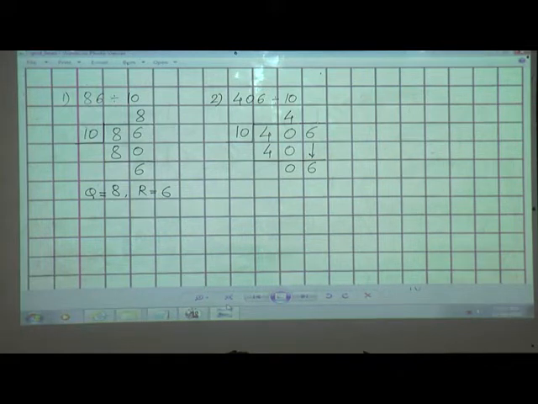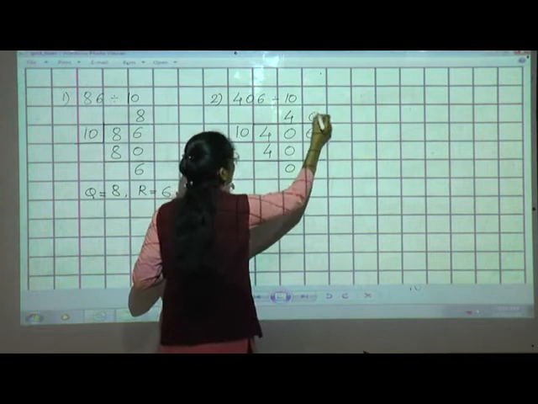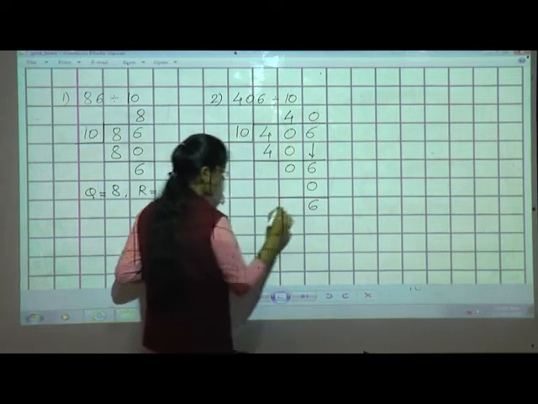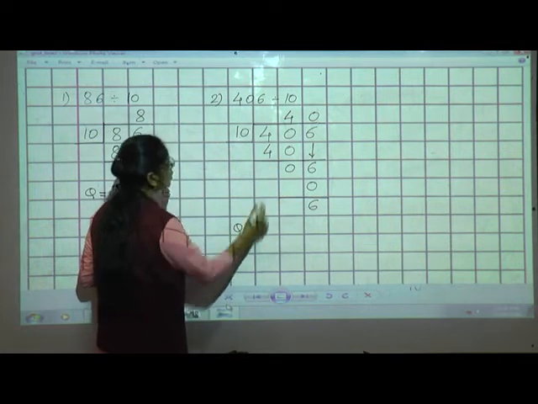So 6 by 10. Can we do 6 by 10? No, we can't. Then what will we do? Yes, we will just put 0 here. 10 into 0, 0. Then 6 minus 0, 6. So here the quotient we got is 40.